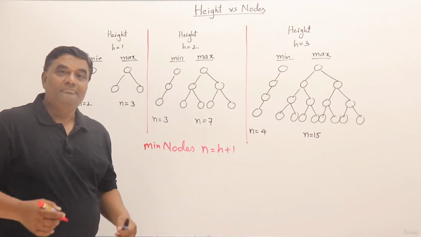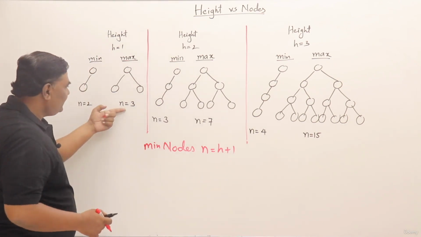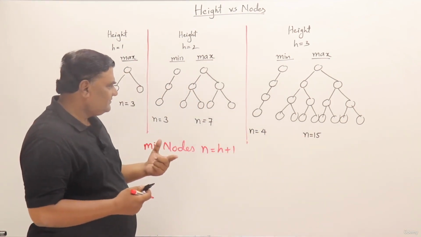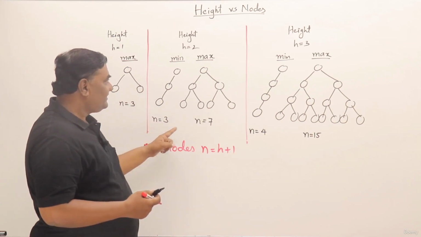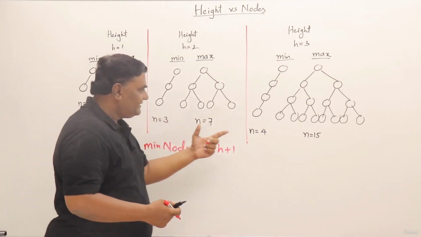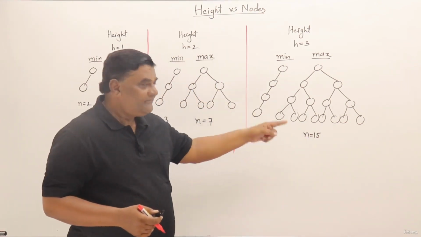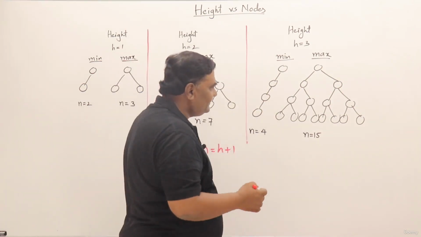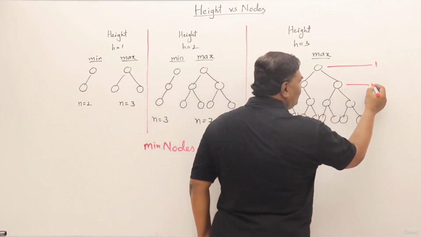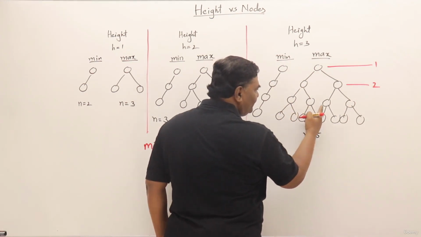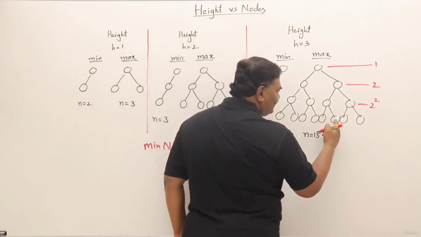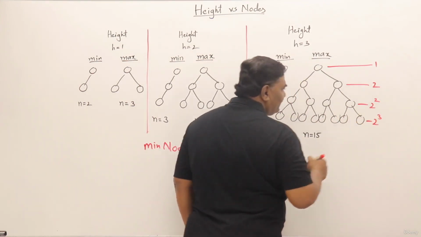Now we want the formula for maximum nodes. 3, 7, 15. We don't find any pattern. Like there was a pattern here, height 2, so 3, height 3, so 4, so height plus 1. But 3, 7, 15, let us observe from this tree. How we got 15? We got 15 because this is one node, and in this level there are 2 nodes, and in this level 1, 2, 3, 4 nodes are there, that is 2 square nodes, and in this level 1, 2, 3, 4, 5, 6, 7, 8, 2 cube nodes are there.